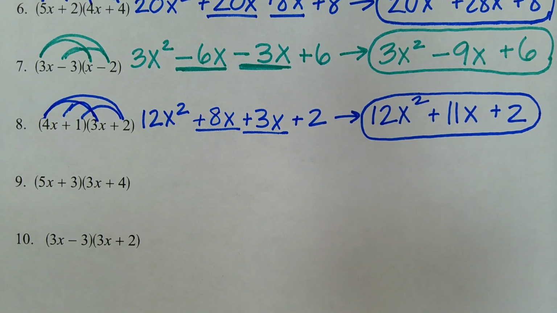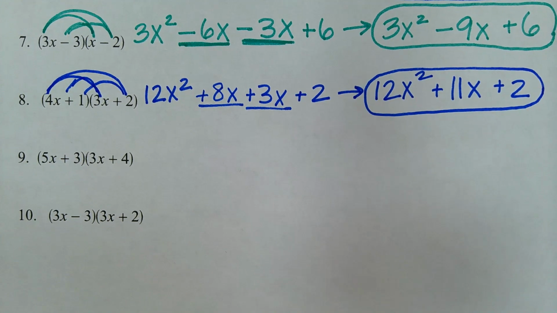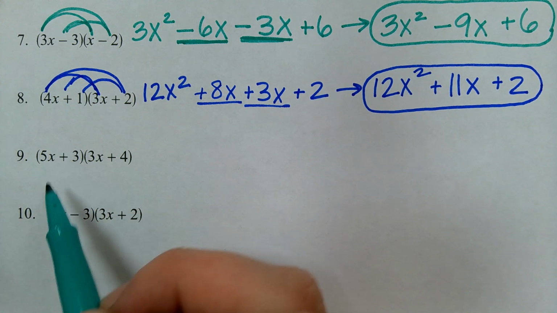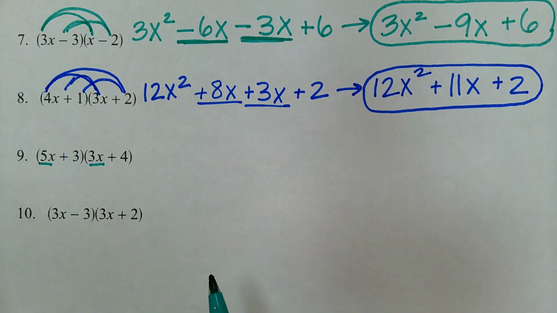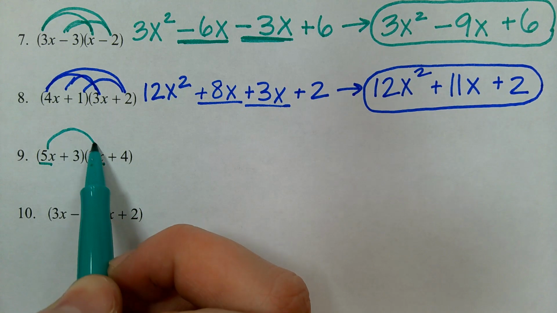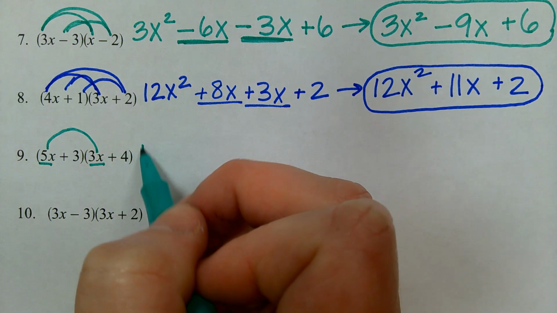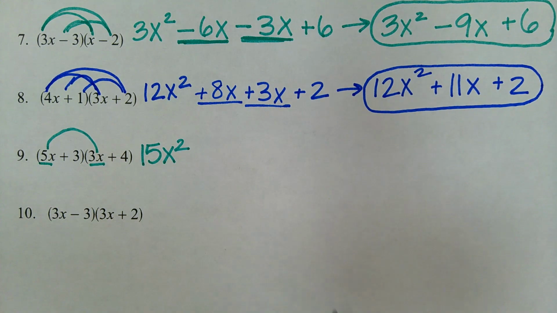Alright. Very slowly shifting. Are we ready for 9? Yeah. Okay, let's do it. So real slow. First terms in both of these are 5x and 3x. So we do 5x times 3x. And what does that turn out to be? 15x squared. Good. Now what's our next step?